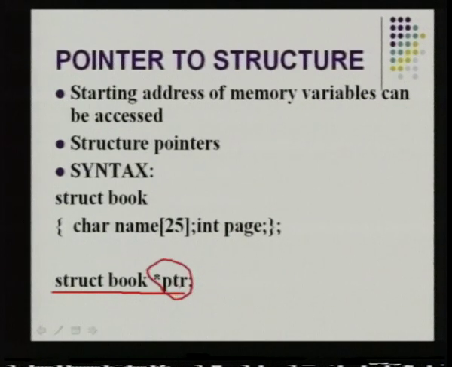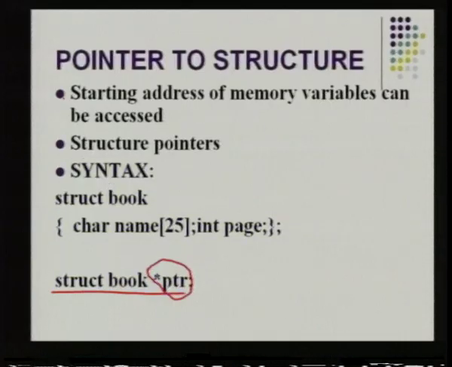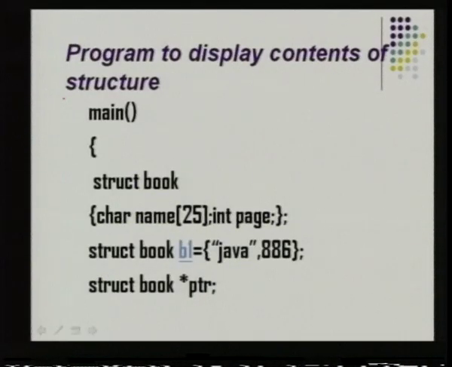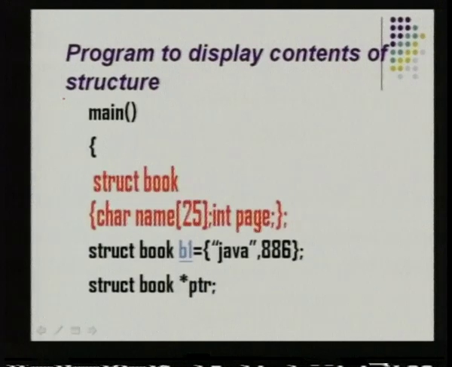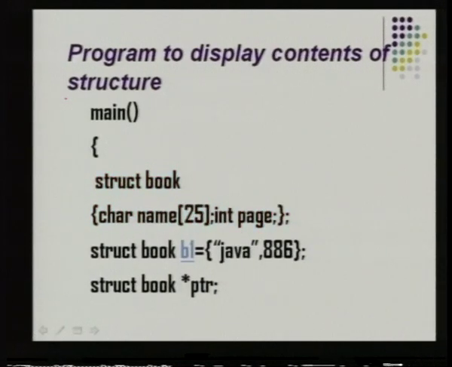The pointer variable name ends with a semicolon, that is the only difference in the declaration of the structure pointer. Now we will see a small example of how to display the contents of a structure using this pointer variable. You have the main function, and again the declaration of the structure tag.